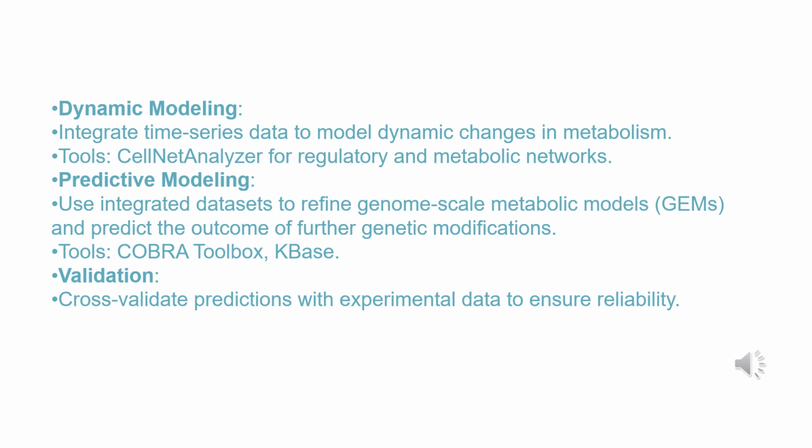The last step is predictive modeling, using integrated datasets to refine genome scale metabolic models and predict outcomes for further genetic modifications. The tools that are involved are COBRA Toolbox and KBase. The final step is validation. This step involves cross-validating predictions with experimental data to ensure reliability and confirmation for using it for large-scale or industrial purposes.